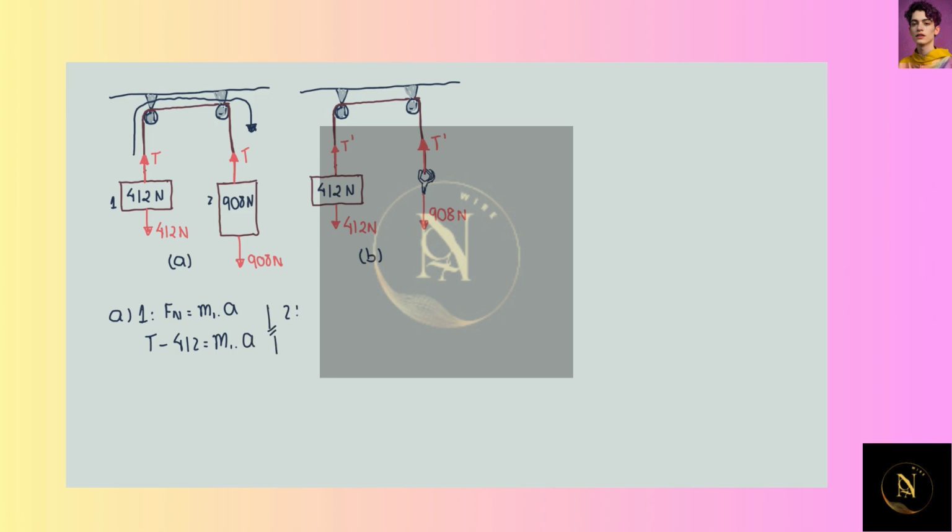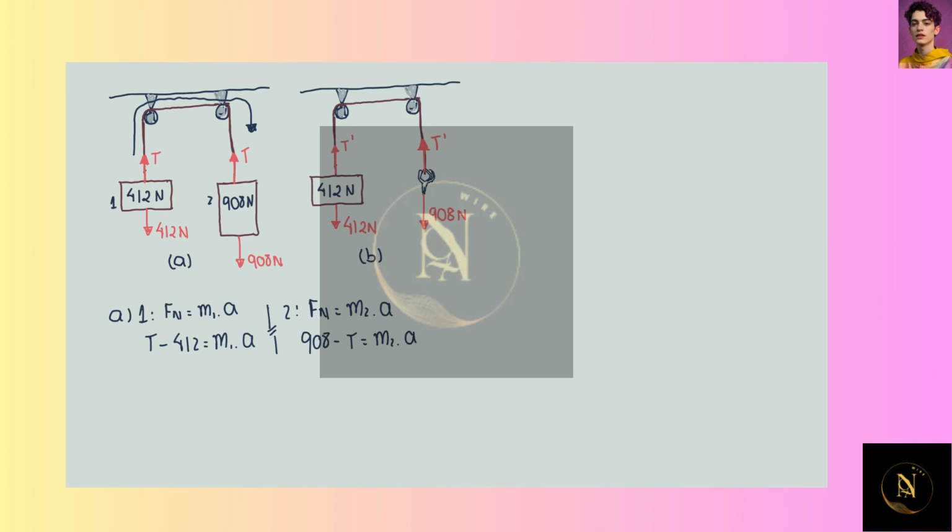Now we repeat for block number 2. The net force is equal to its mass times its acceleration. Notice that both blocks have the same acceleration because they move together. The net force on the second block is composed of the tension force and the weight force, but now the tension points to the negative direction while the weight points to the positive direction. So 908 minus T is equal to m2 times a.